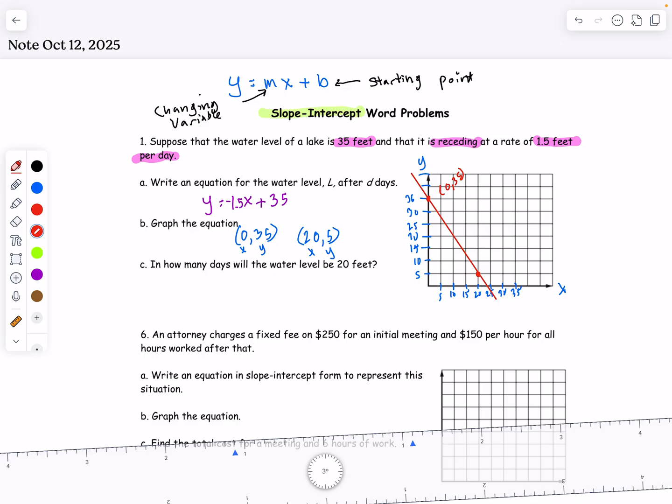It then says, in how many days will the water level be 20 feet? All right, so again, x, in this case, represents, actually, let me just go to the table. So this right here is feet.